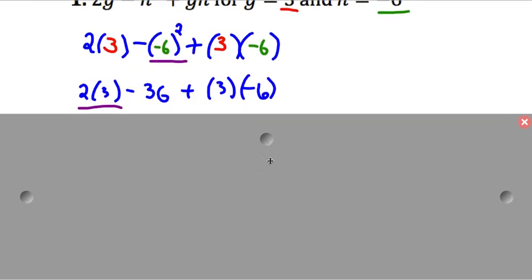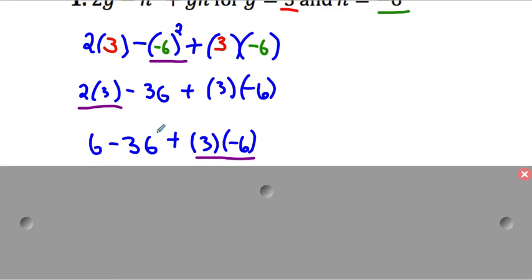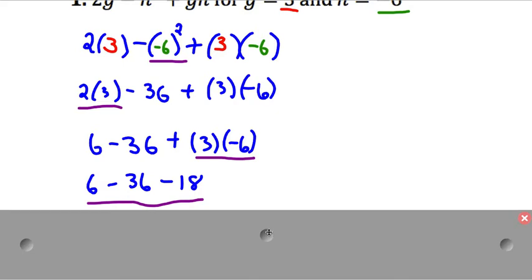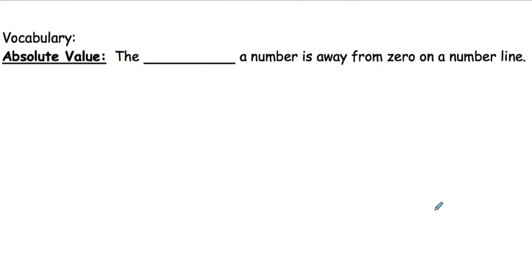So now we're on to our multiplying, and we have two steps of multiplying. We're going to do these left to right. So I'm going to do the 2 times 3 first to give me 6 minus 36 plus, and then 3 times -6 will be done in the next step. That's -18. So I have 6 minus 36 minus 18, and then I entered that all in my calculator and got a -48.